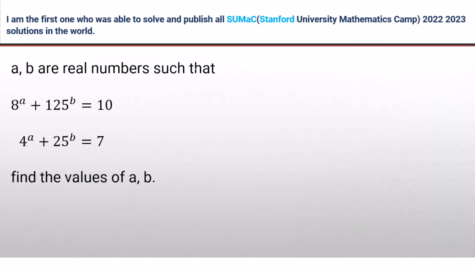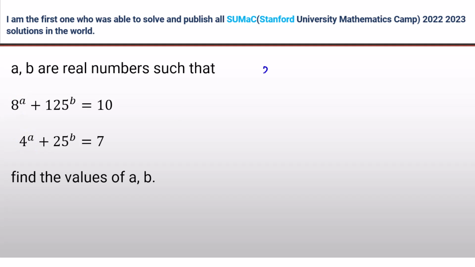A and B are real numbers such that 8 to the A plus 125 to the B is 10, 4 to the A plus 25 to the B is 7. Find the values of A and B. Okay. And these two numbers are related to each other.